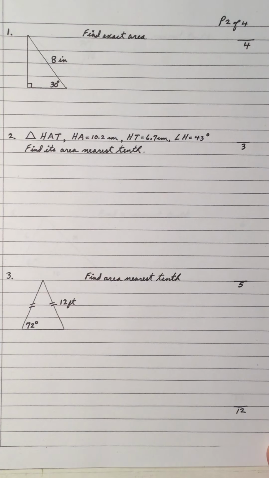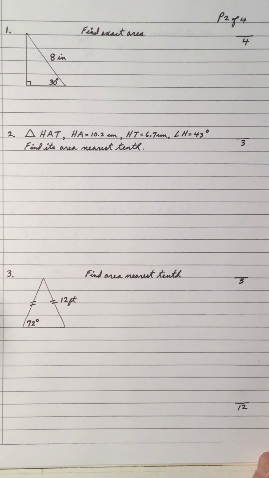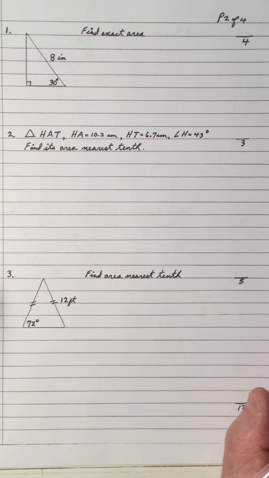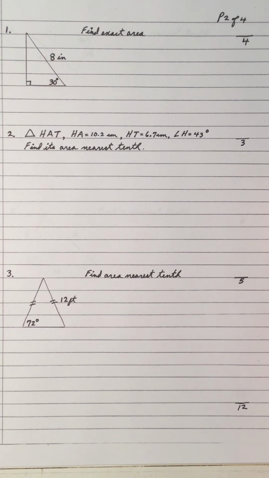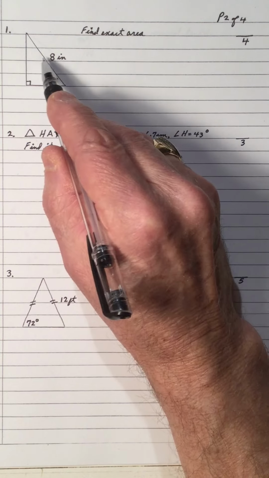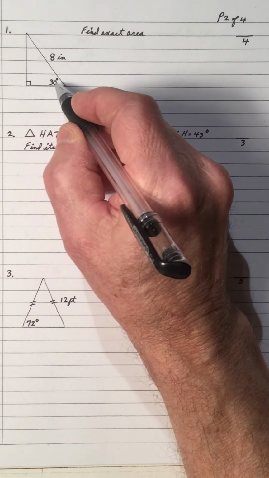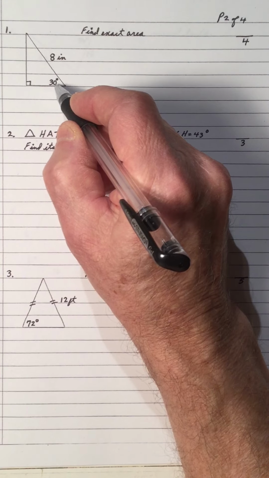Here we go to review to see how well you do, and if you want, you can pause the video before you do each question and work out the questions to see if you get them right. Number 1, find the exact area. We have a right triangle with 8 inches on the hypotenuse and 30 degrees.